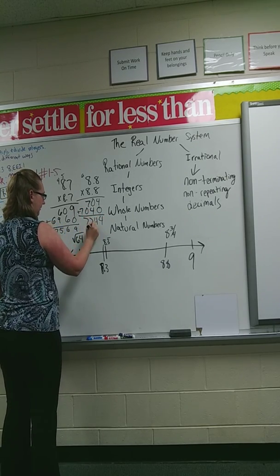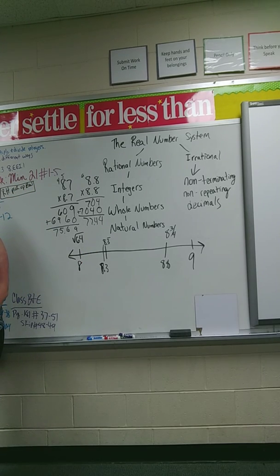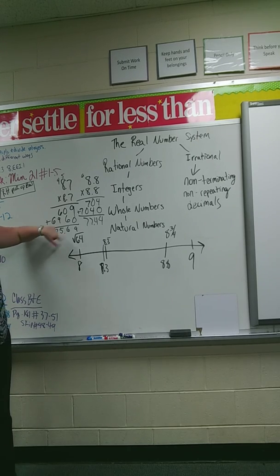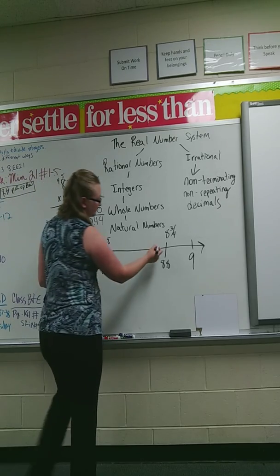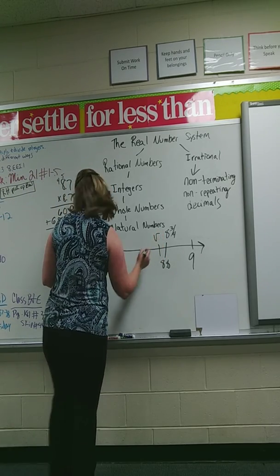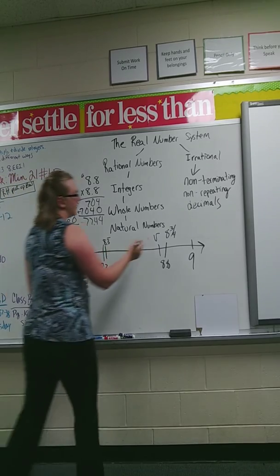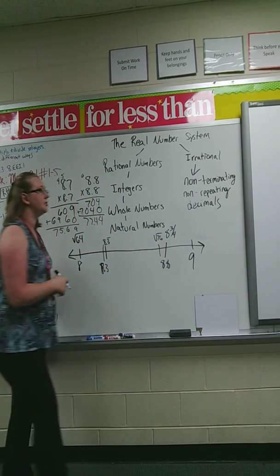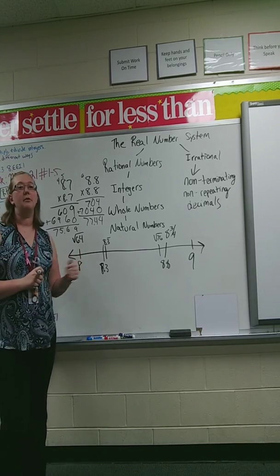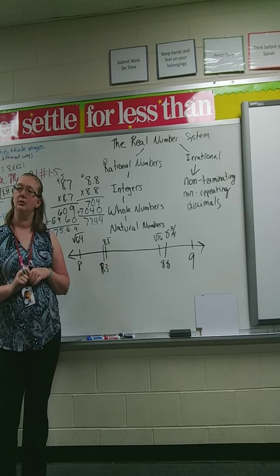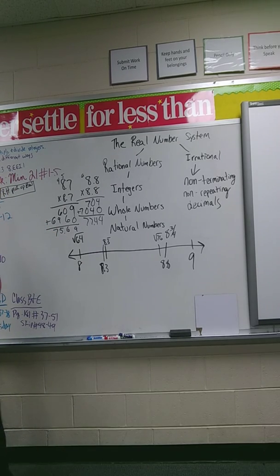Alright, which is closer to 76, 75.69 or 77.44? 75.69. 8.7. Okay, so the 8.7 is going to be closer. And so there we're going to put the square root of 76. So, ladies and gentlemen, on my number line, I have plotted 4 numbers. 3 were rational, 1 was irrational. We were given numbers in a variety of different forms.